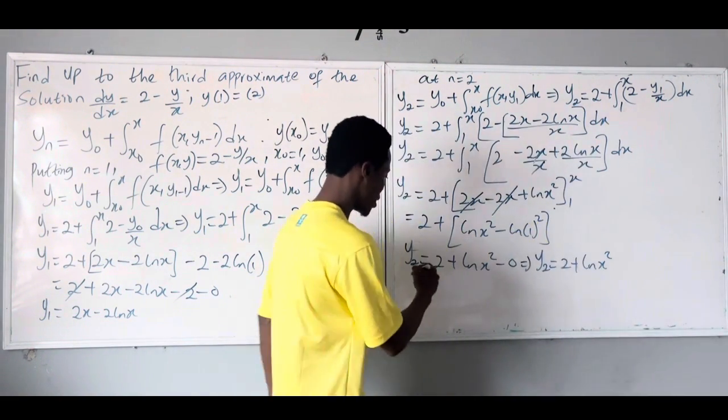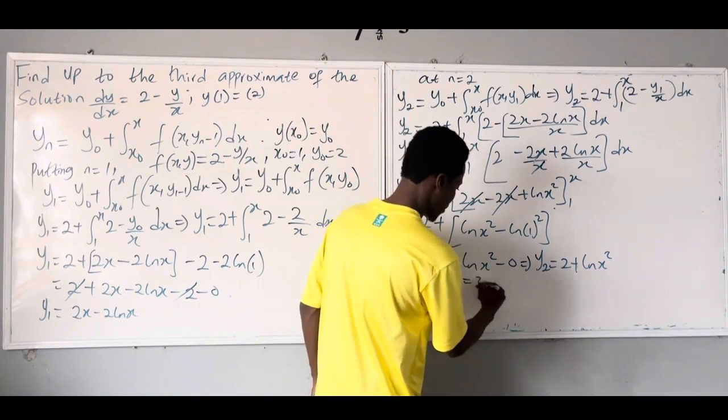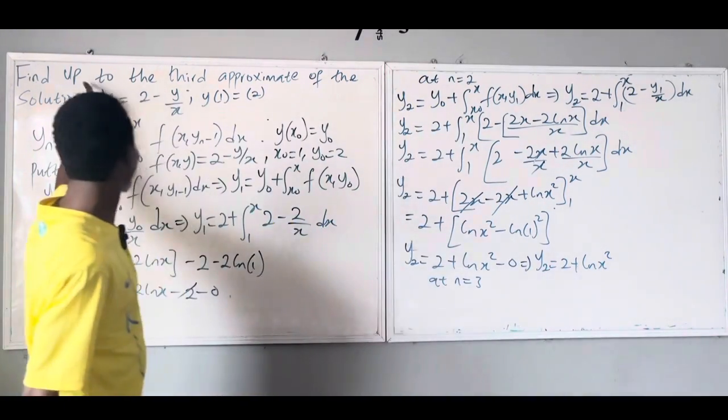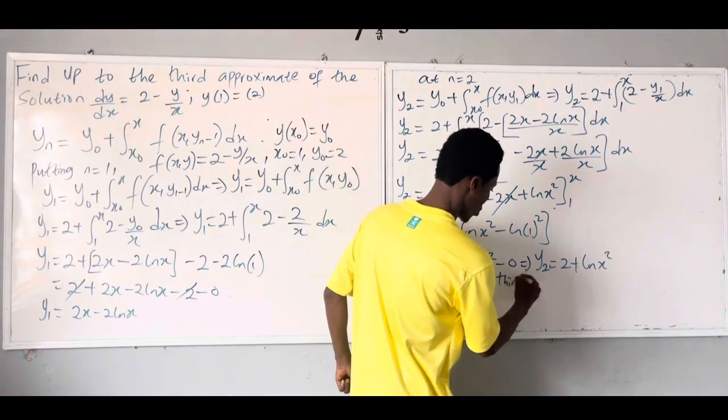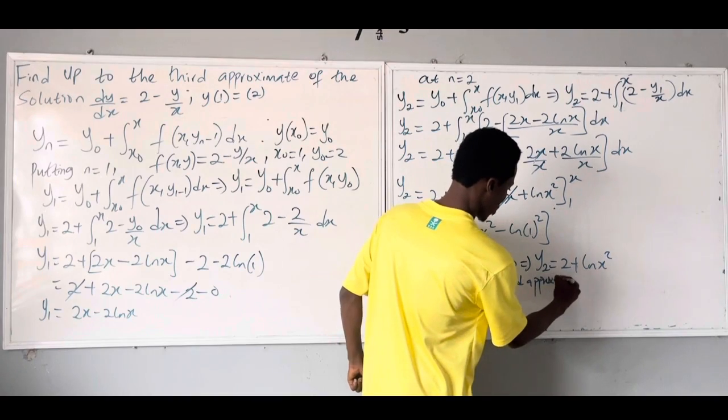So let us try n is equal to 3. That is our third approximation, at n is equal to 3. So let us try it together.